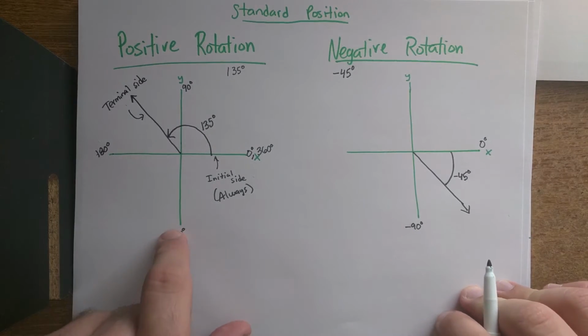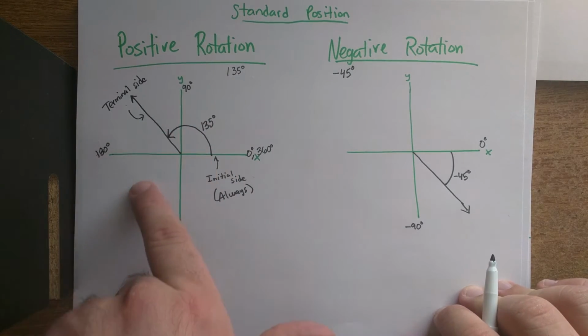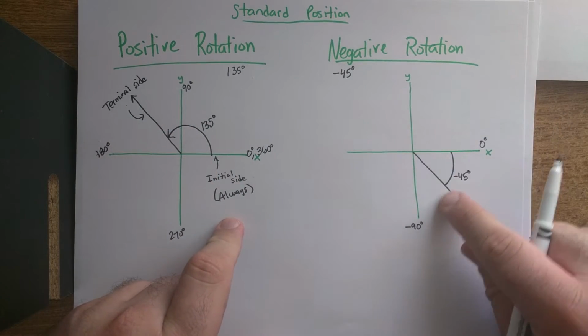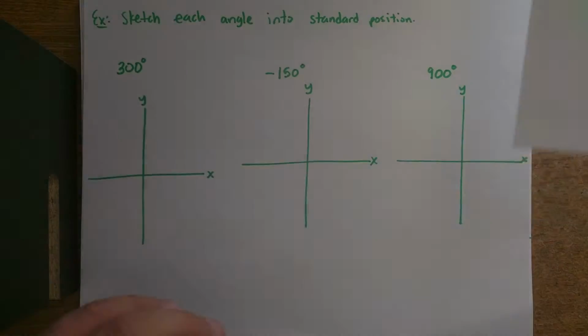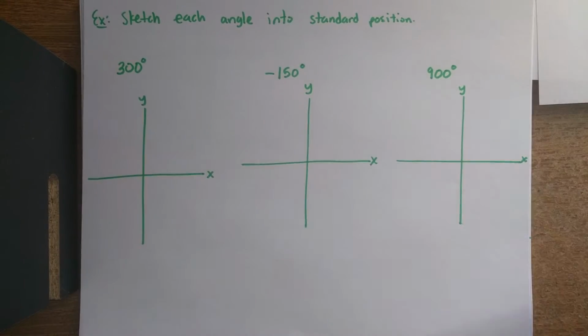Okay, so we have your positive rotations. They go counterclockwise. Your negative rotations go clockwise. Let's go ahead and do a few more of these. There's a few that I want to show you. Go ahead and copy these down.